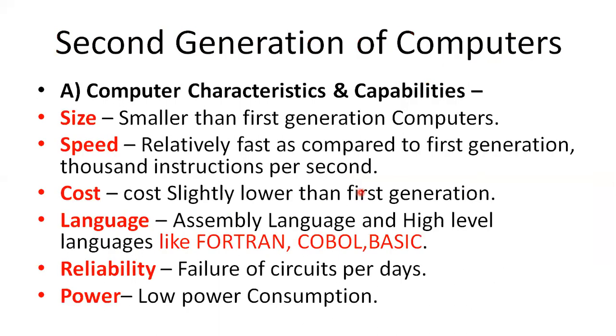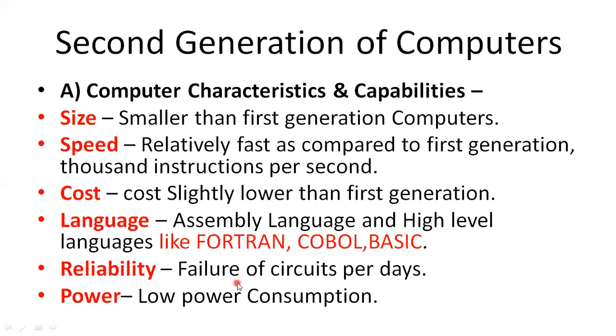Here, the characteristics of this computer: size is smaller than the first generation of computer. Speed is relatively faster than the first generation. Here it takes 1,000 instructions per second, but the first generation of computer takes 100 instructions per second. The cost is lower compared to the first generation. Languages, already discussed: Fortran is a high level language, COBOL is a business language, and similarly BASIC is one type of language.